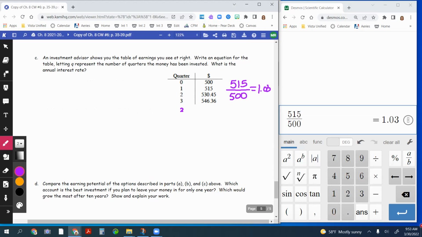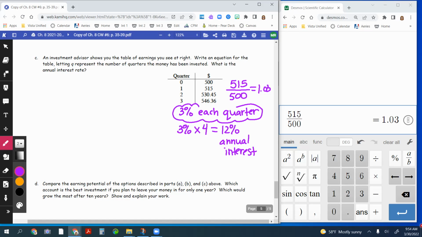So that means we have 3% each quarter. Now, if we have 3% each quarter, I'm going to take that 3% times 4 quarters and get 12% annual interest. So it's 3% each quarter, which means it's 12% annual interest. And they wanted us to write an equation for this. So it's going to be y equals 500 times 1.03 to the power q.